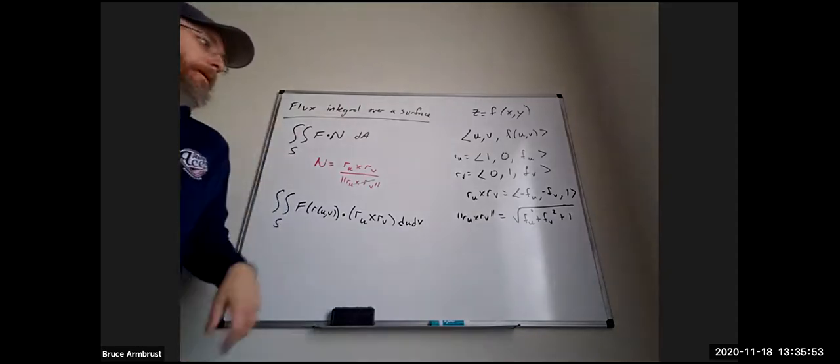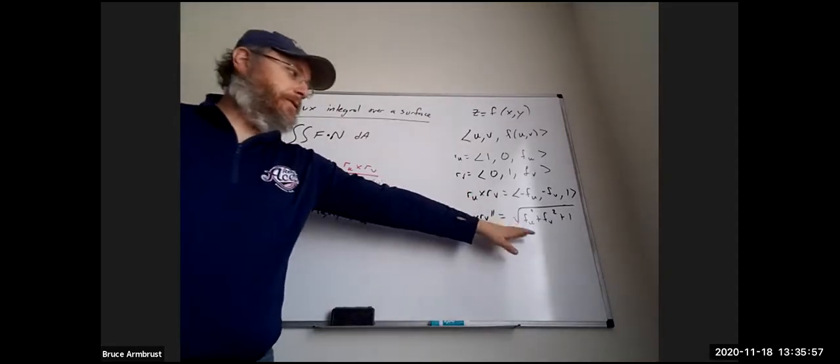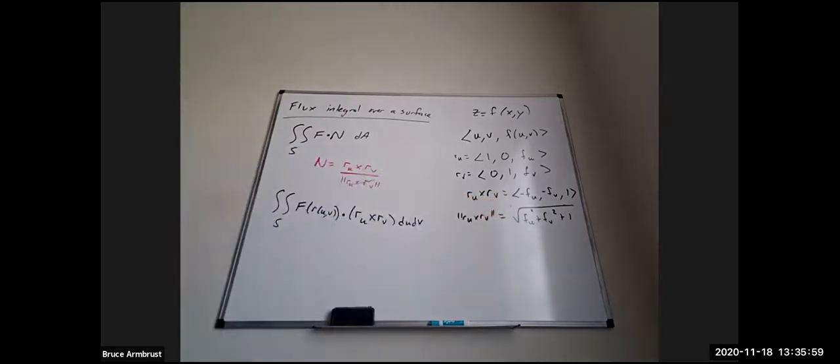But anyway, so if you're doing just a regular old line integral or surface integral, you're going to want to use this piece. But you notice that the RU cross RV is minus FU, minus FV, 1.